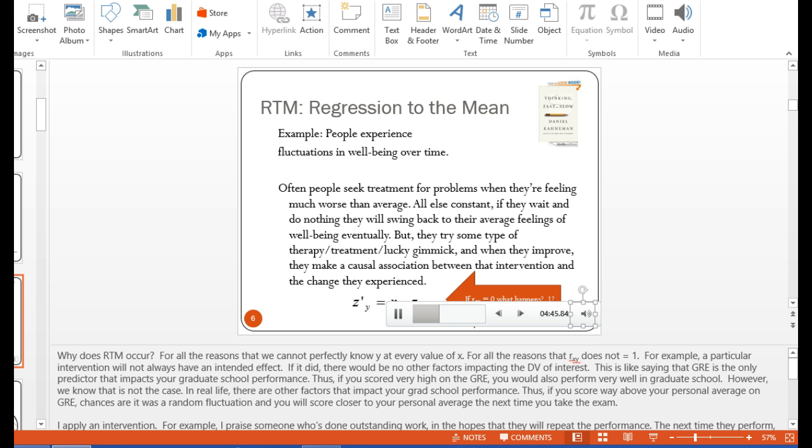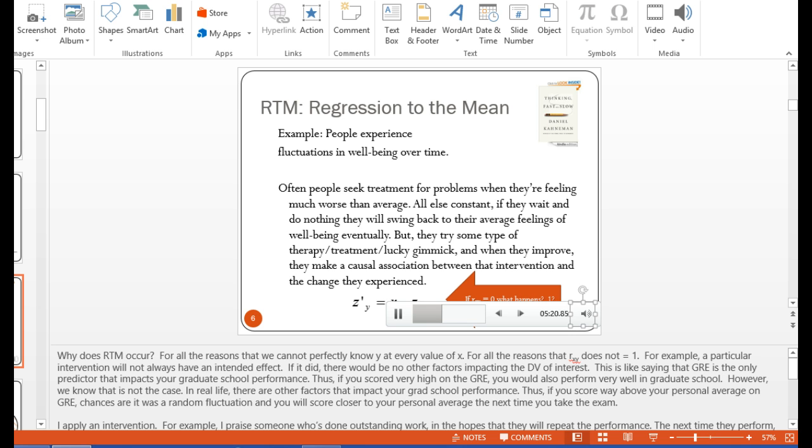However, if the correlation is not 1, if you scored super, super high above your average on the GRE, then the chances are that's a random fluctuation, and you will regress back to your personal average on the GRE the next time you take the exam. And your personal average would be, hypothetically, if you took that GRE an infinite number of times and took that average. So that would be your personal average, theoretically. Sounds like a very bad idea, I know. All right, so the way this plays out in real life.